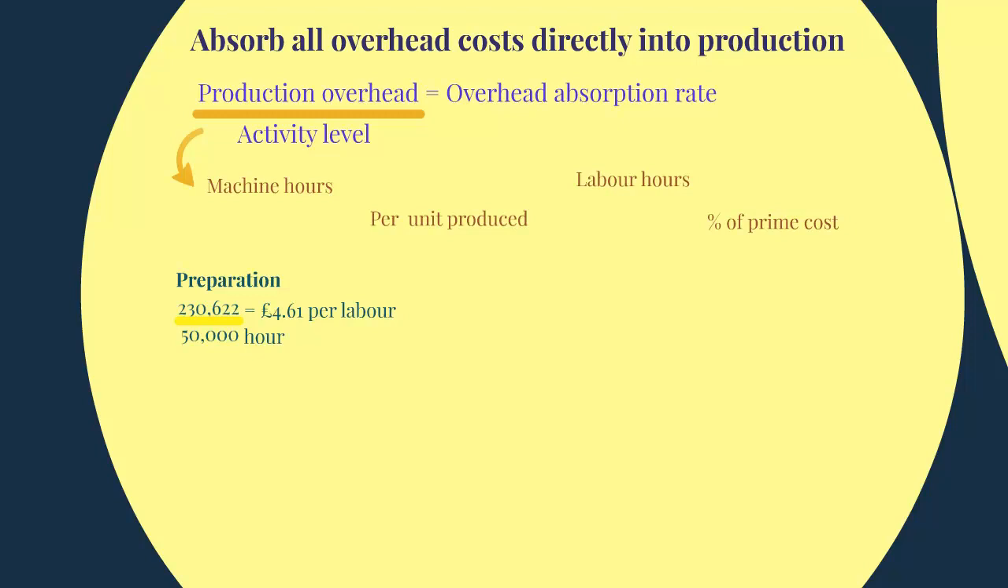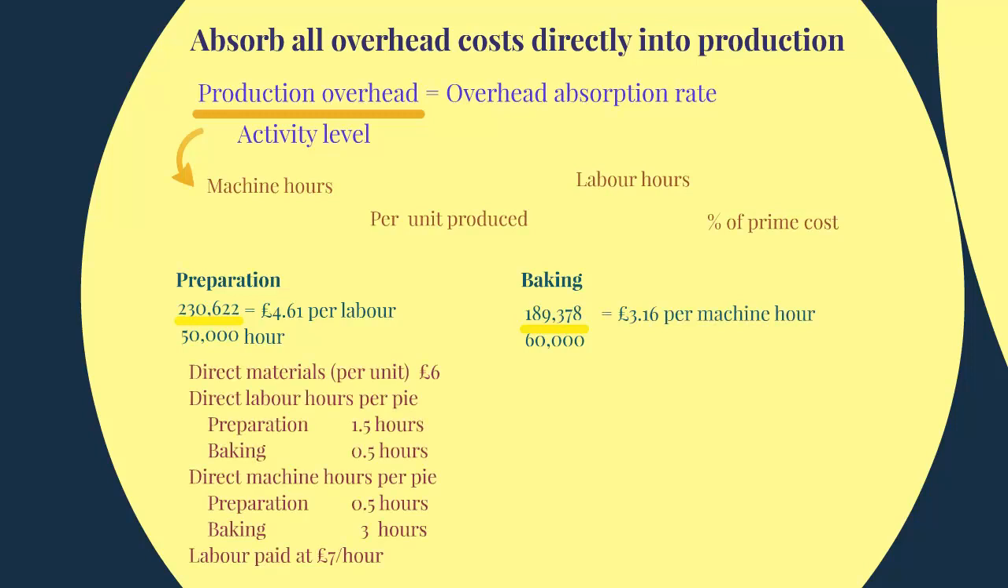Now let's look at the baking department and say that our machine hours for baking came to 60,000. And again, using the direct method, we calculated that the total cost of our baking was £189,378, which gives us £3.16 per machine hour. So now let's take a look at these costs all together.